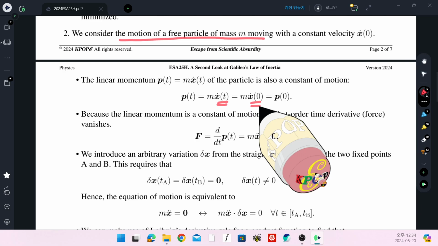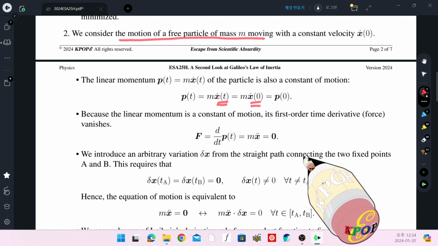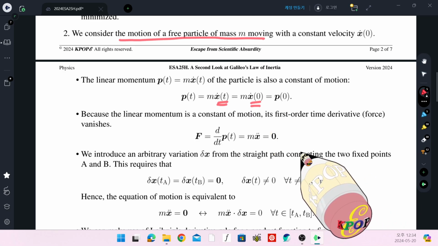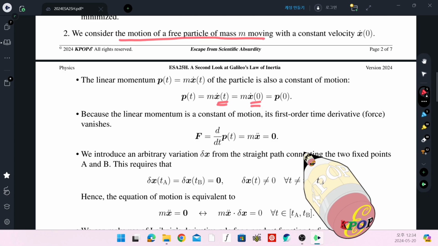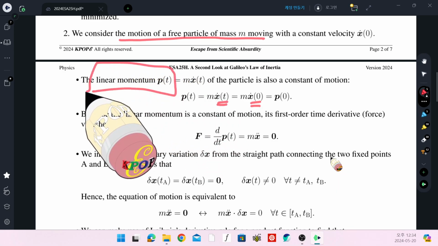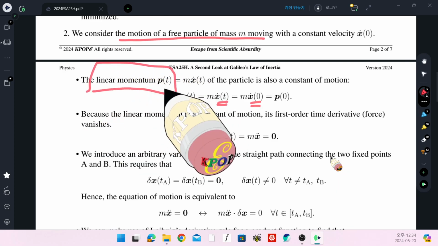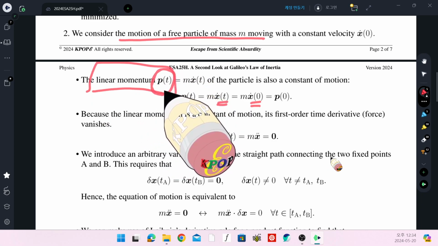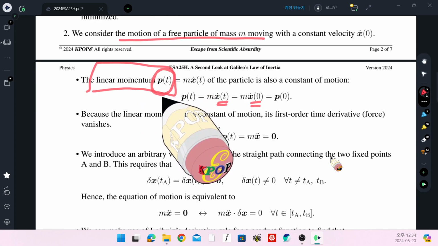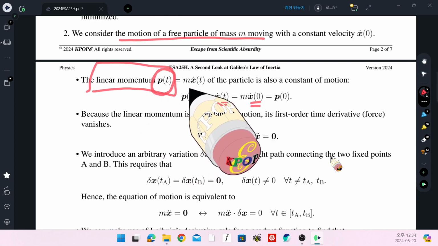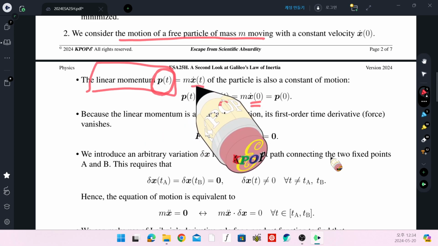In relativity, the mass can change depending on the velocity, but let's forget about that. We restrict ourselves to Newtonian classical mechanics. We define the linear momentum. We denote the linear momentum by vector P, and that is defined by the product of the mass and the velocity of the particle.